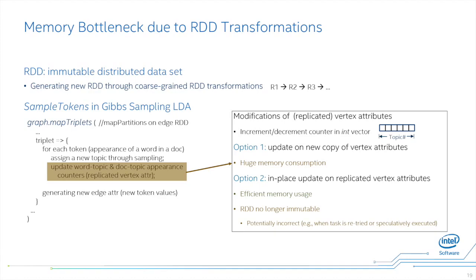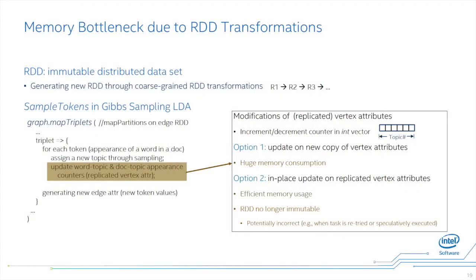As we just talked about, the vertex attributes use more than 500 megabytes. If you want to generate a new copy of that, that's 500 megabytes you need to generate. Or you can just directly update the attributes in place, which is efficient in terms of memory usage. On the other hand, the RDD is no longer immutable, so it could lead to incorrect behavior.